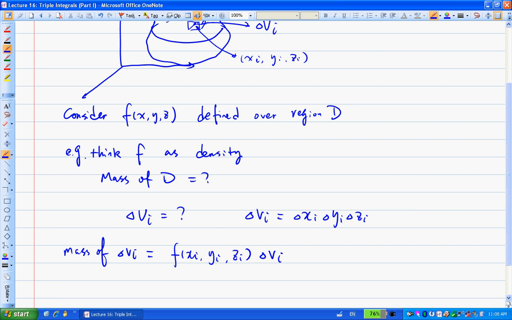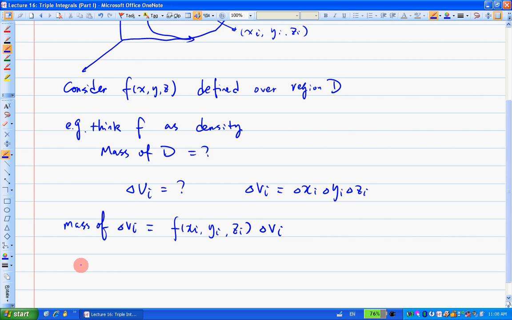But what you really need is the mass of the whole region D, which is the solid represented by the region D here. So we essentially add all the possible small masses inside this region D. So the total mass of D will equal the sum of f(xi, yi, zi) delta Vi. You might have n small volumes inside the region D, if that's how you separate the region D.